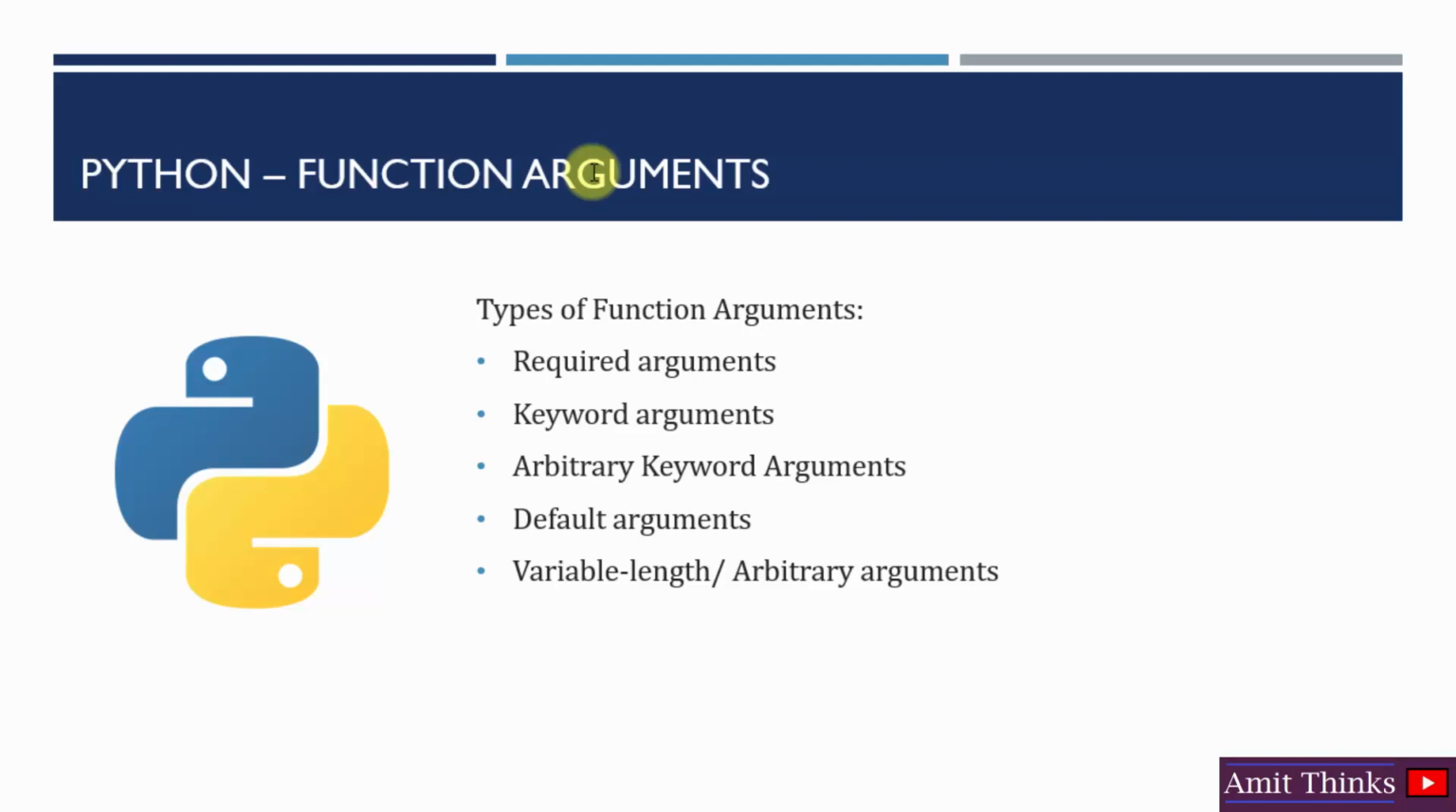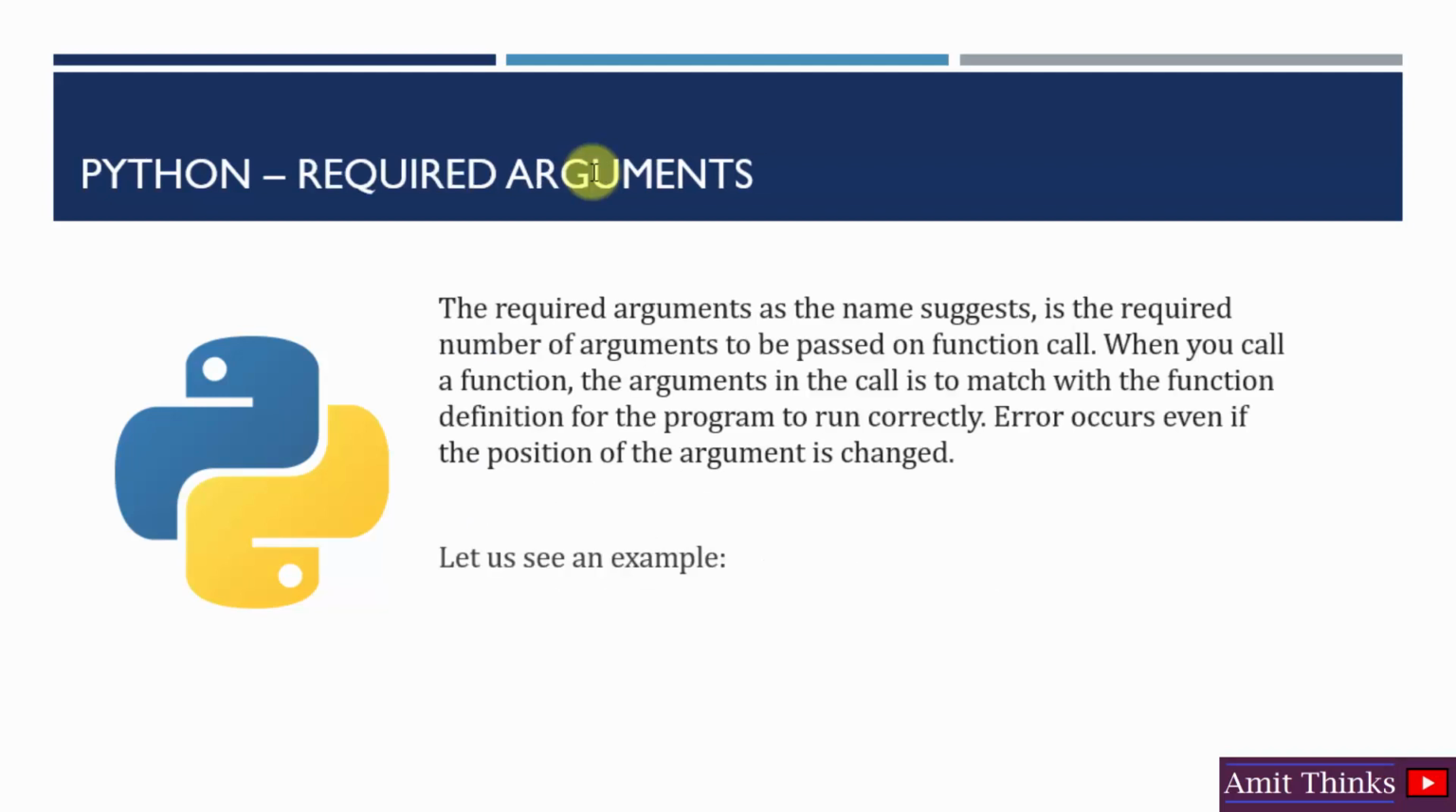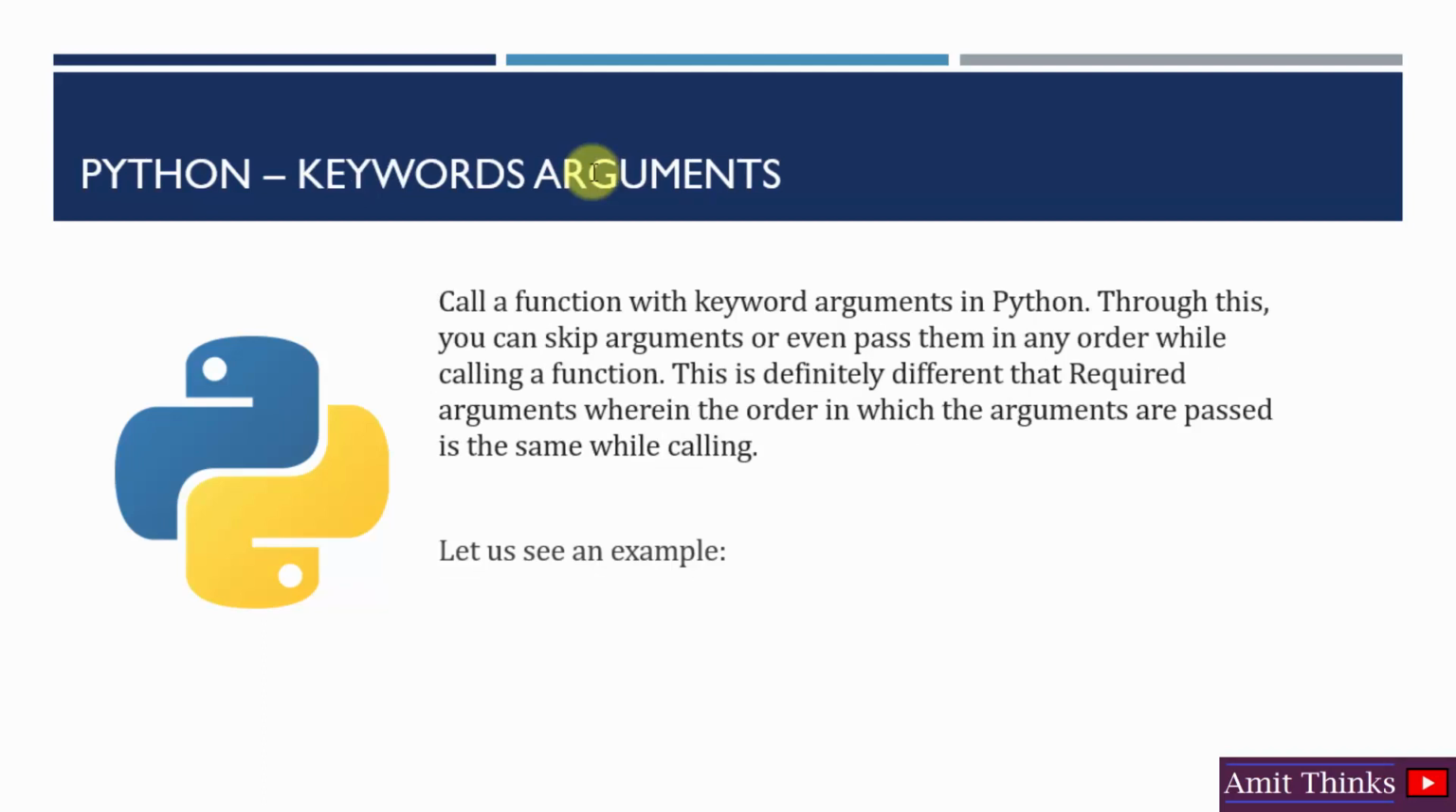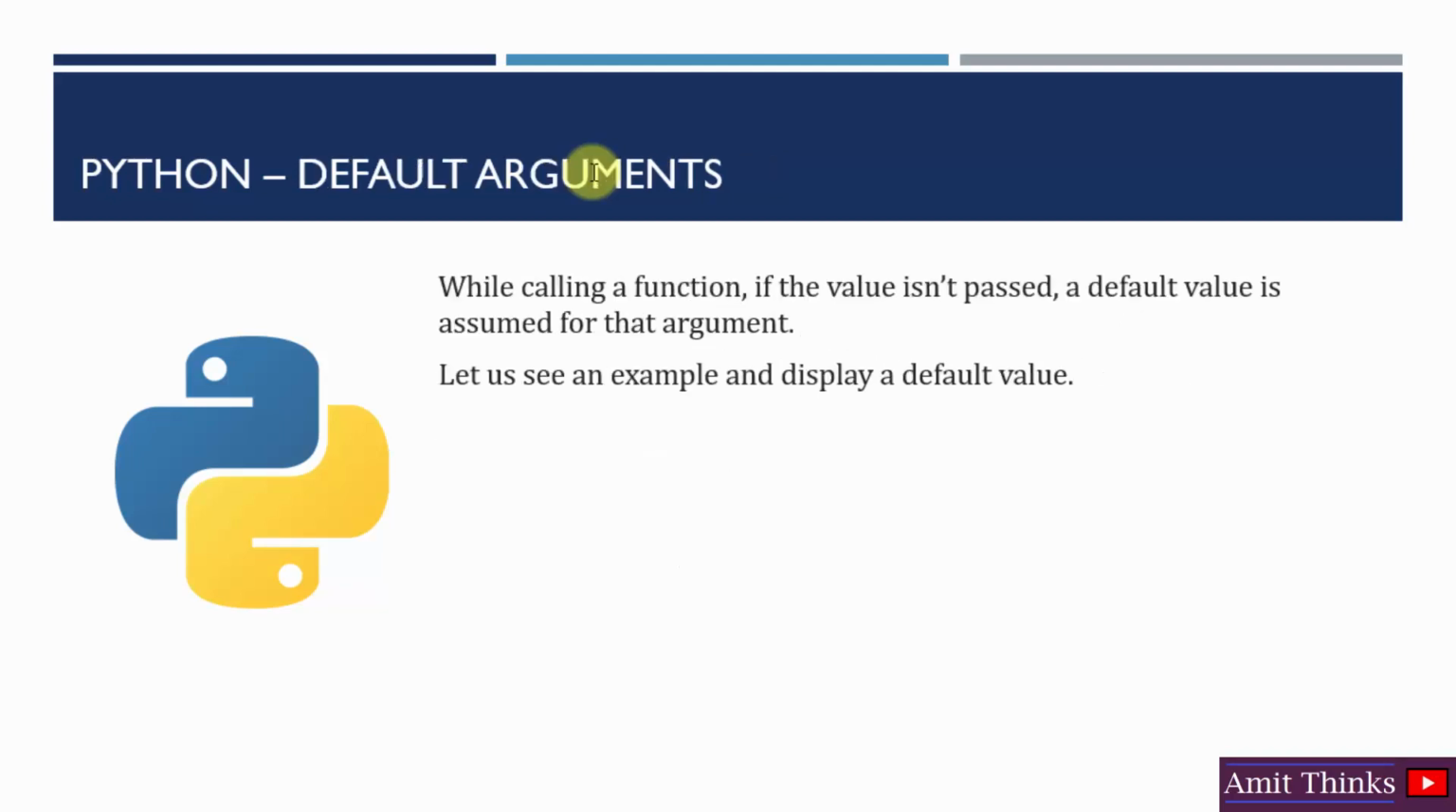We have completed all these with examples, types of function arguments. Herein we saw the first one, required arguments. It is the required number of arguments to be passed on function call. If you miss any of the arguments, there will be an error. We saw that. Then we worked around keyword arguments. Through keyword arguments we can easily pass the arguments in any order while calling a function. We saw the same. So this is completely different from required arguments. In required arguments you cannot skip any argument and you cannot even change the order. If you do that, there will be an error. We saw the same. Default arguments we saw, as the name suggests, if you don't pass a value, a default value is assumed for that argument, which is passed while defining a function.